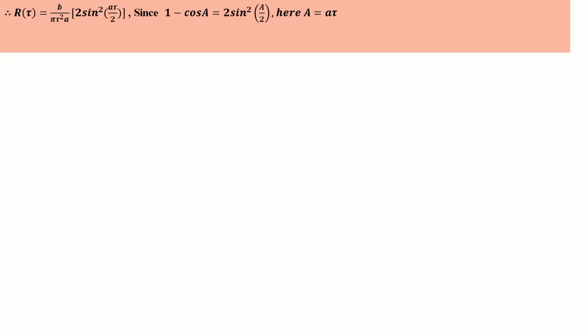So we know 1 minus cos 2A is equal to 2 sin square A. Here 2A is nothing but a tau, right? So we will get b by pi tau square a, 2 sin square (a tau by 2). So therefore the autocorrelation is 2b by pi tau square a, sin square (a tau by 2).